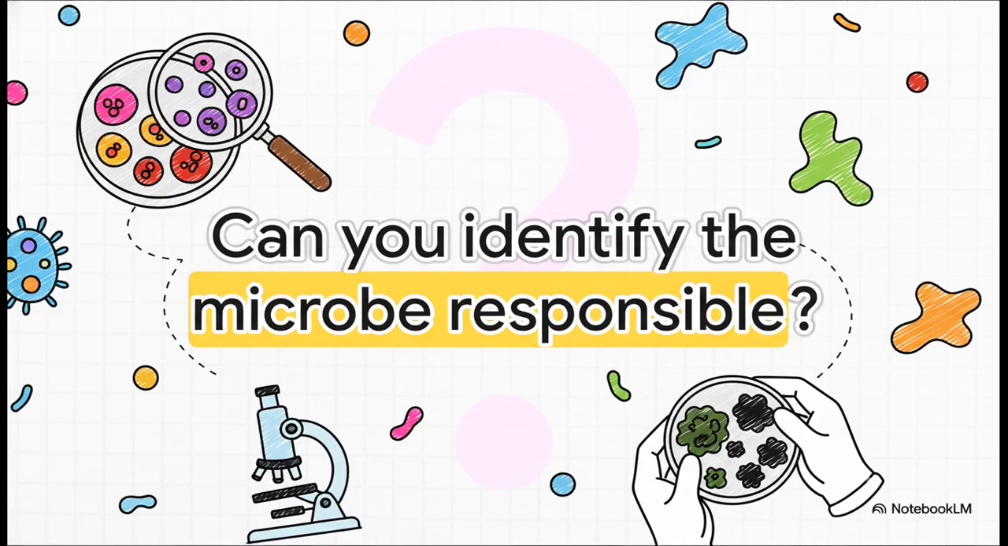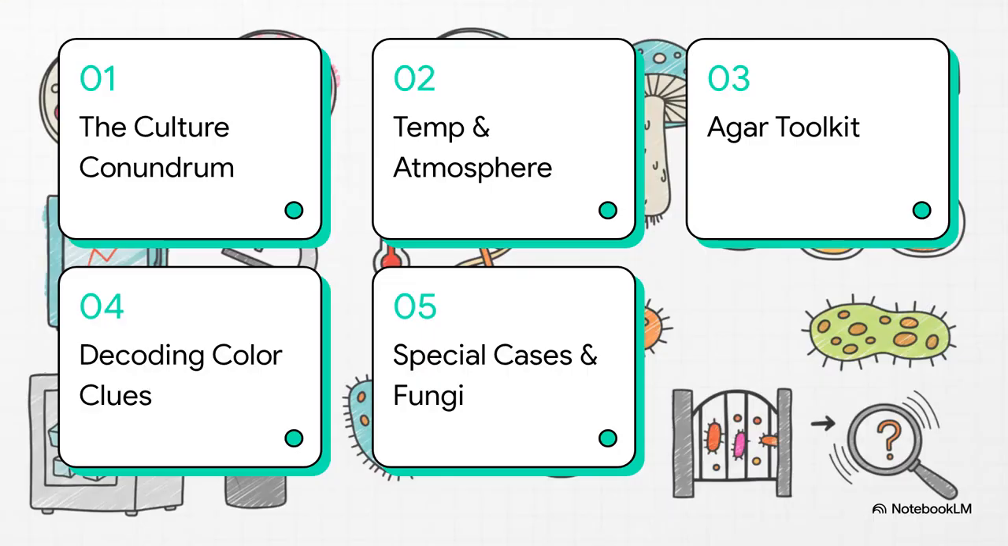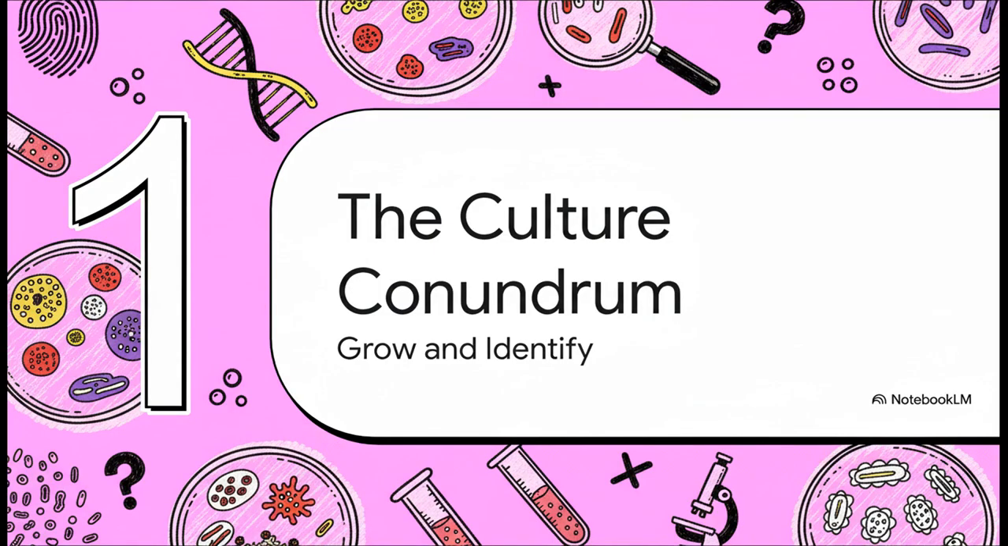This isn't just about memorizing facts. It's about seeing the clues and knowing what they mean. To solve this, we're going to follow a 5-step game plan. We'll start with the initial puzzle, then set up the right environment for our suspect to grow, pick our tools, read the visual evidence, and finally, look at some of the really tricky cases. Let's get started. Okay, first things first, and this is the most crucial point.